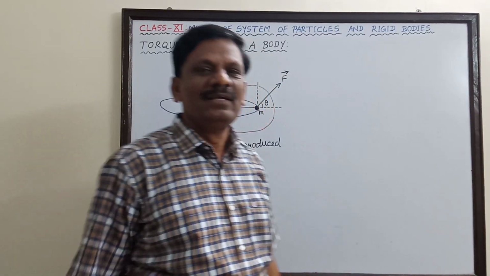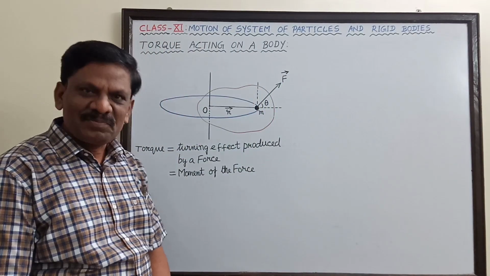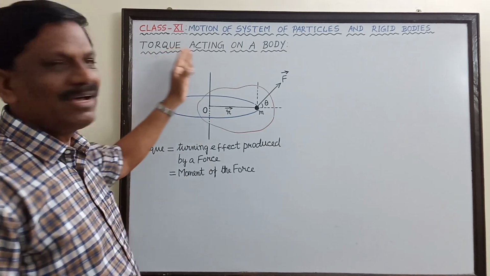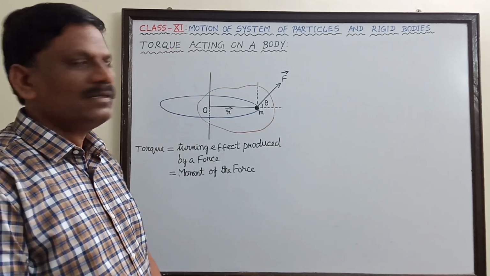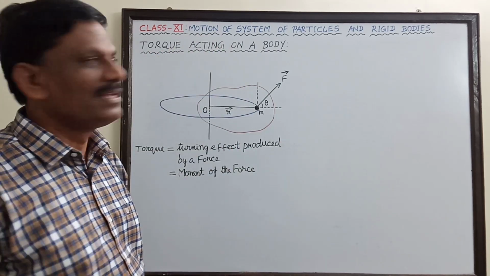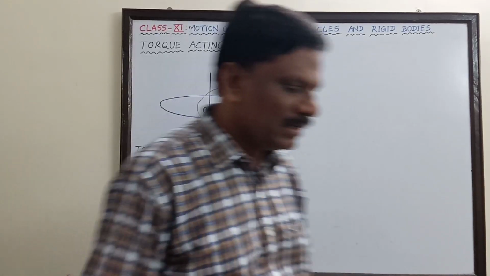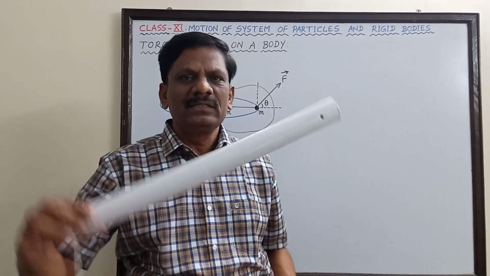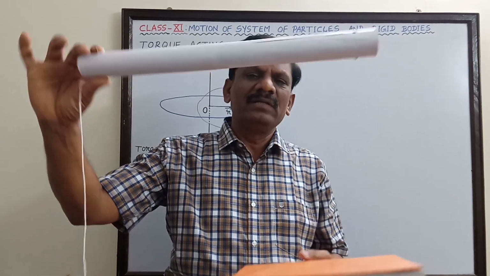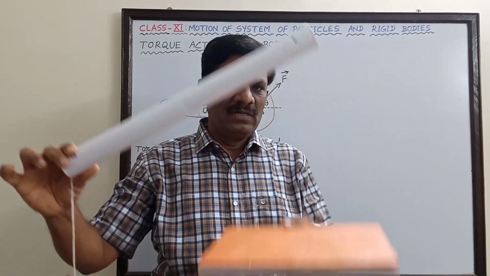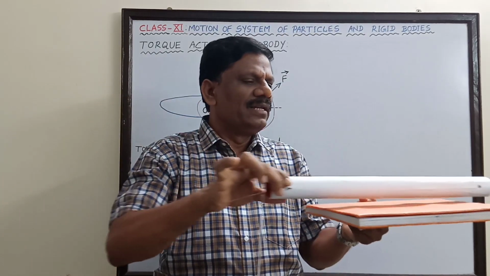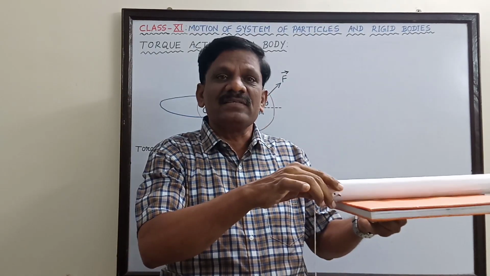Hi students, now we are going to explain a topic called torque acting on a body. This is from the chapter motion of a system of particles and rigid bodies. Now I will take a rigid body in the form of a cylindrical rod and place it on the horizontal surface.